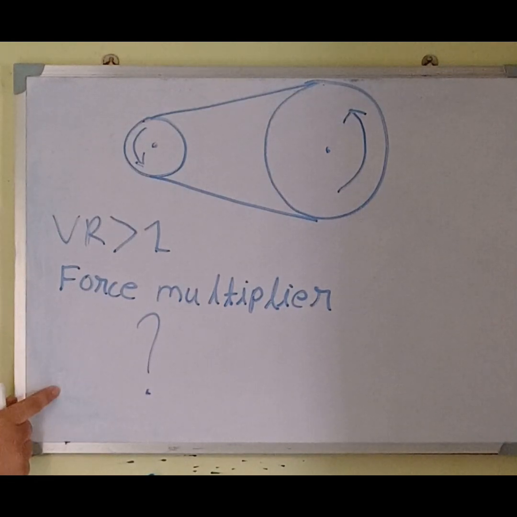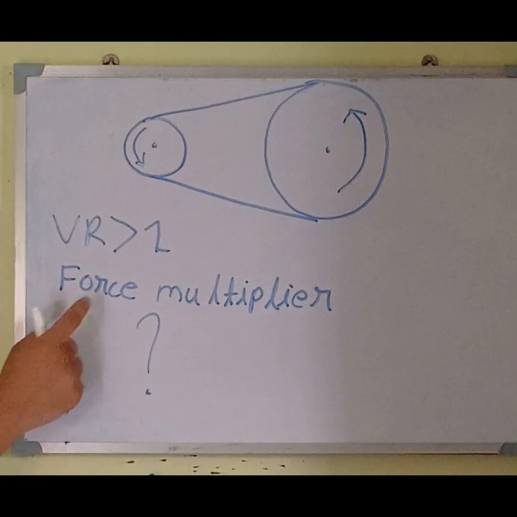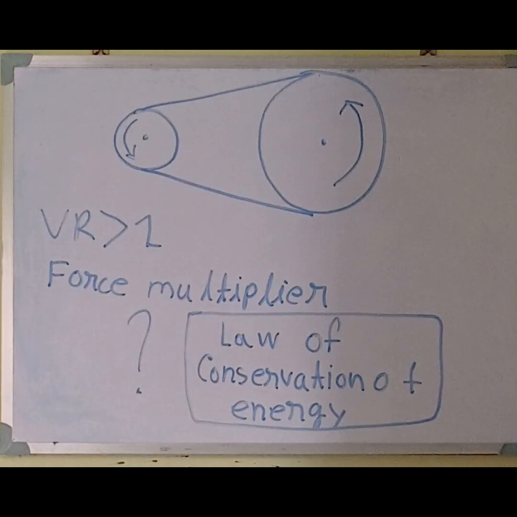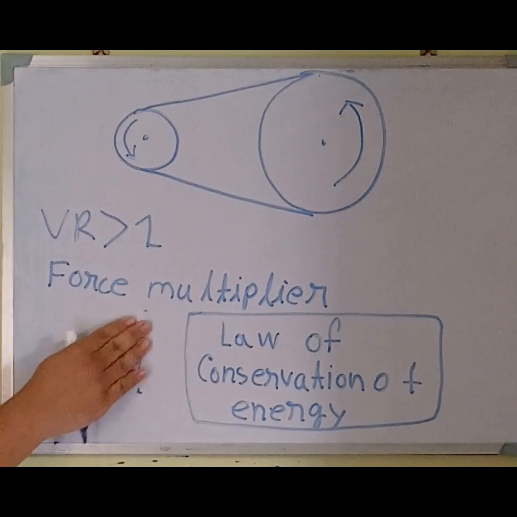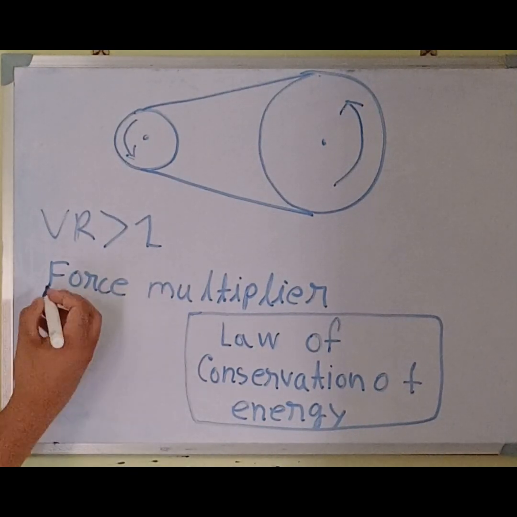Now you may ask me why. I mean, why is a machine having velocity ratio greater than 1 a force multiplier? Well, for this we need to use the law of conservation of energy. Now I think that everyone knows what the law of conservation of energy is. It is a quite common concept in physics.